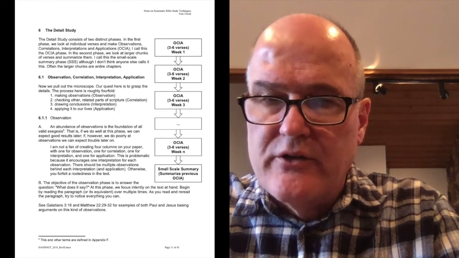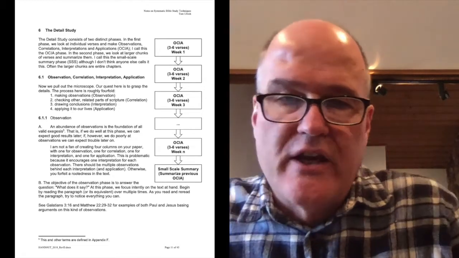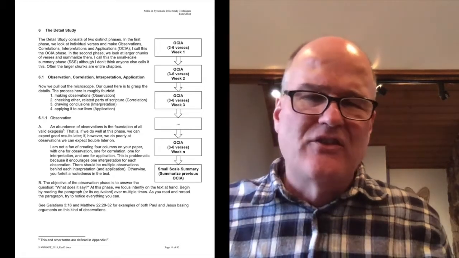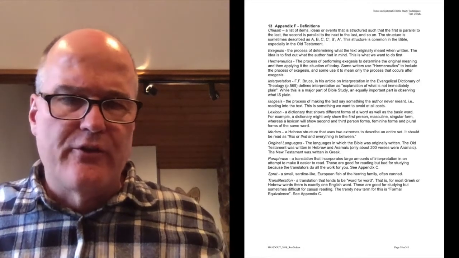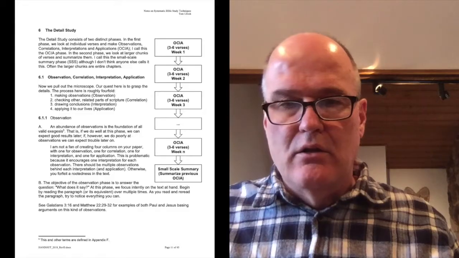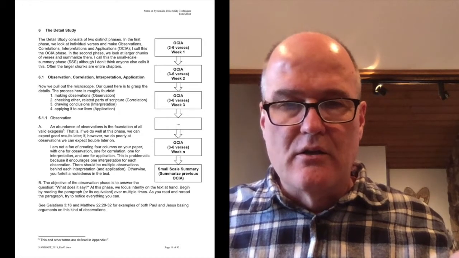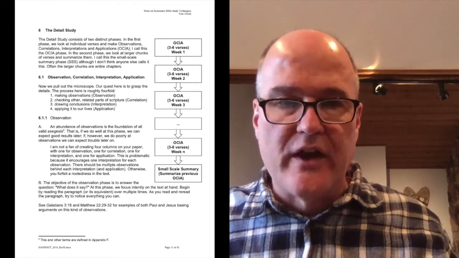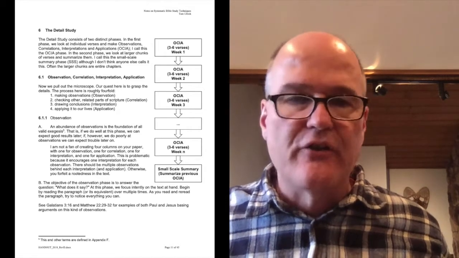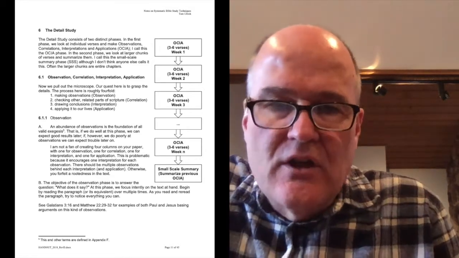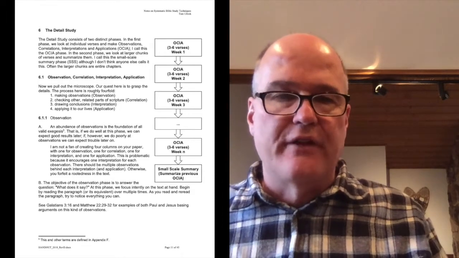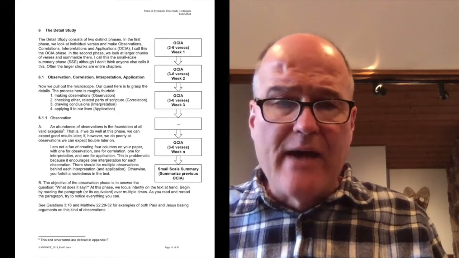Reading here on section A: an abundance of observation is the foundation of all valid exegesis. Exegesis is a fancy word. It means the process of pulling out what the author was trying to say from a text. By the way, in Appendix F, I've got a lot of these fancy terms defined. If you do well at the observation phase, meaning you make a ton of observations and don't let yourself interpret until you get all the facts, that's how you get grounded and really get to authorial intent. So that is absolutely critical.